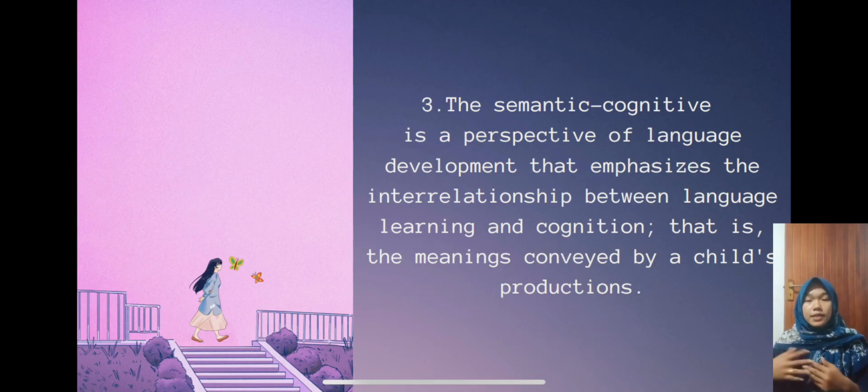Okay, the next material about theory of language is the semantic cognitive. The semantic cognitive is a perspective of language development that emphasizes the interrelationship between language learning and cognition. That is the meaning conveyed by a child's productions.